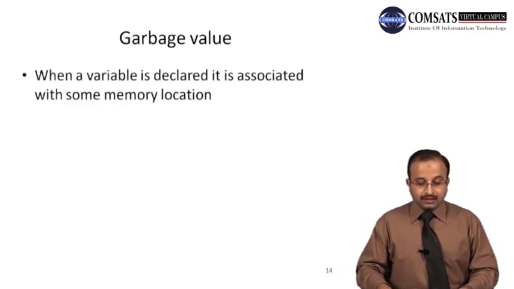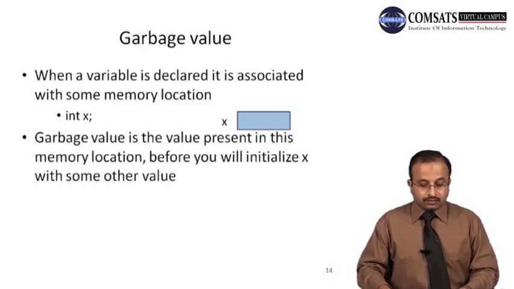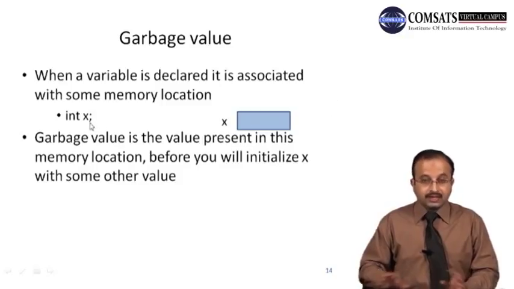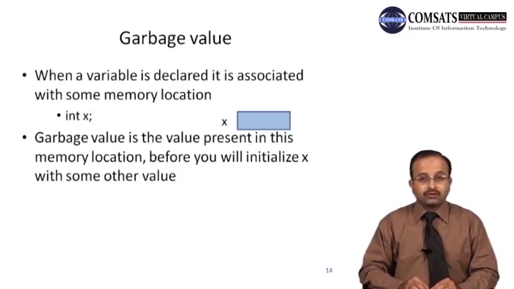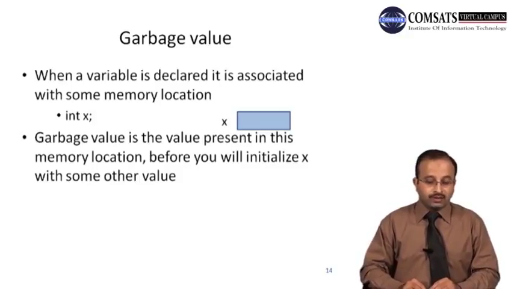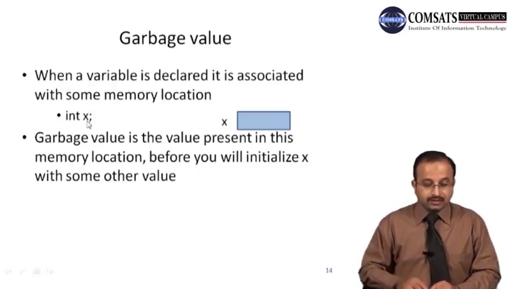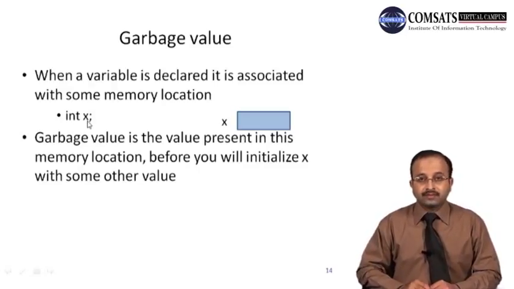When a variable is declared, it is associated with some memory location. That is what we already know. So if we declare a variable x, a memory will be associated for that variable. Now the garbage value is the value present in this memory location before you initialize x with some other value. You haven't initialized x with any integer constant. You haven't written x is equal to 10 or x is equal to 1 or x is equal to 0, nothing like this. So that means if you simply write int x, memory is allocated for the variable x, perfectly fine.